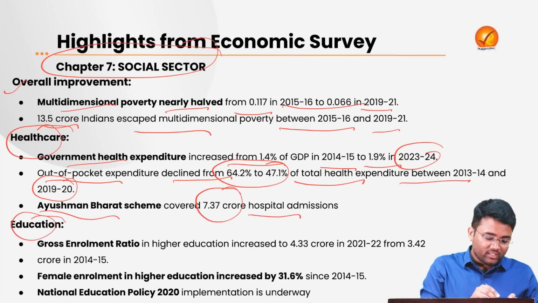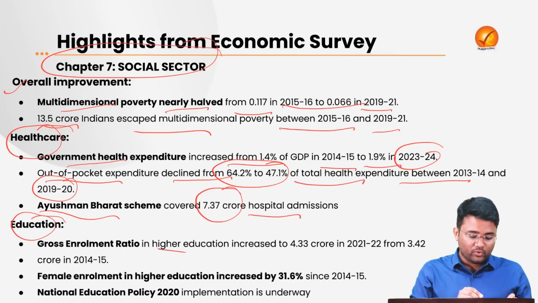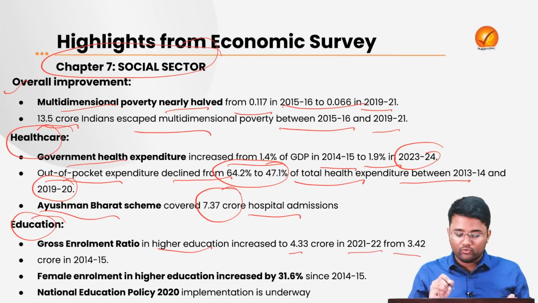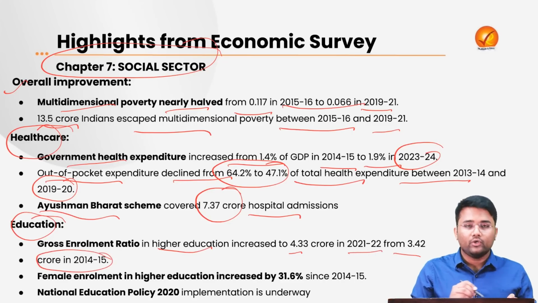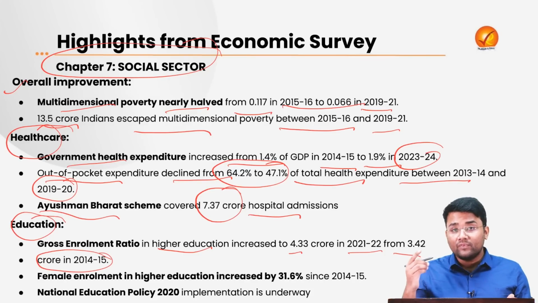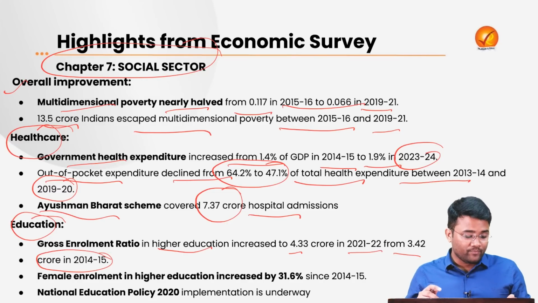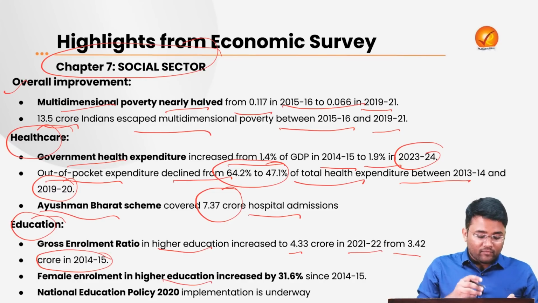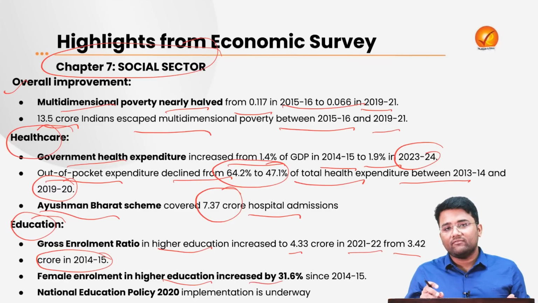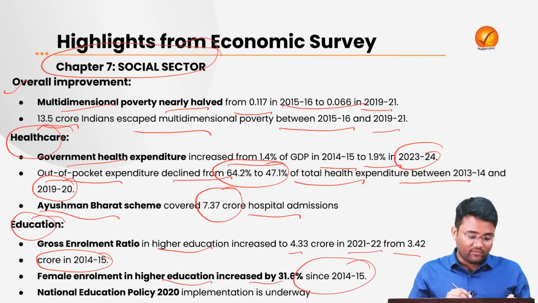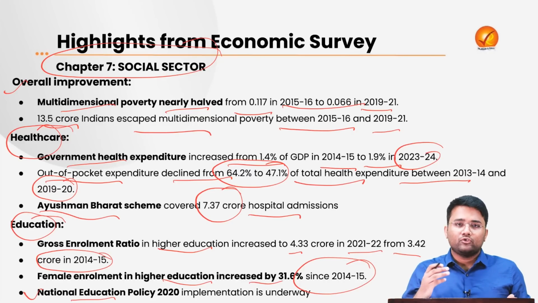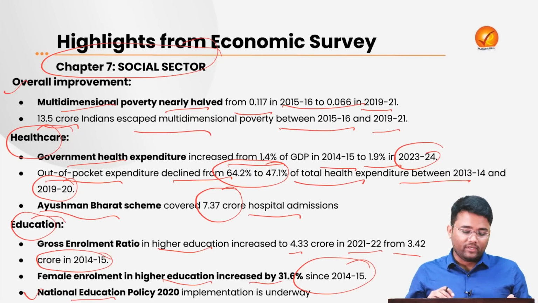If we talk about the education sector, gross enrollment in higher education has increased to 4.33 crore in 21-22 from 3.42 crore in 2014-15. Also, we have seen an uptrend in the female gross enrollment ratio. Female enrollment in higher education has increased by almost 31.6% since 2014-15. Then the National Education Policy is also being implemented throughout the country and it is underway.